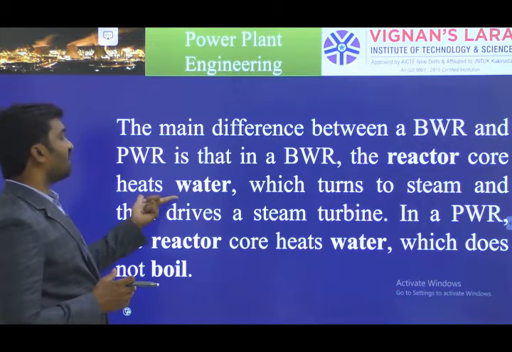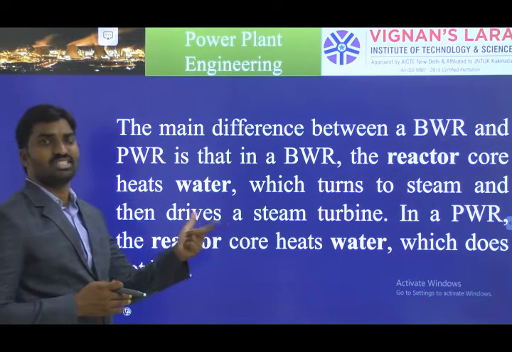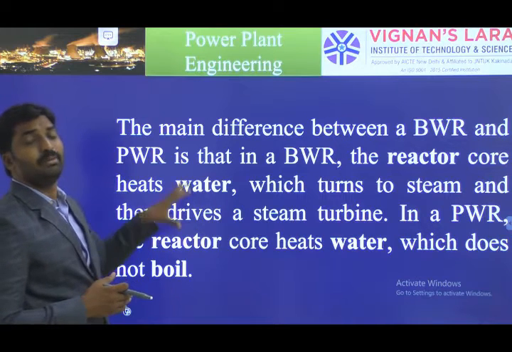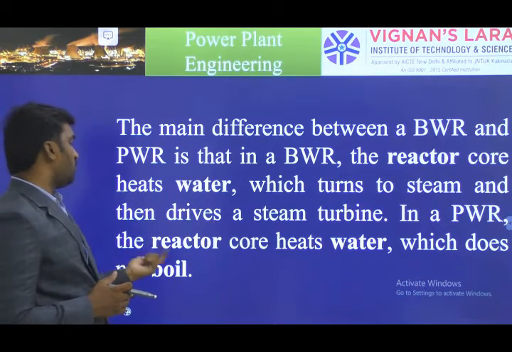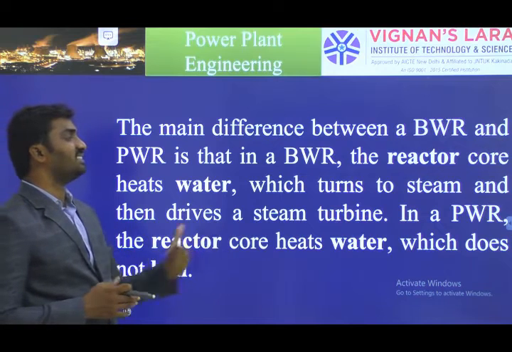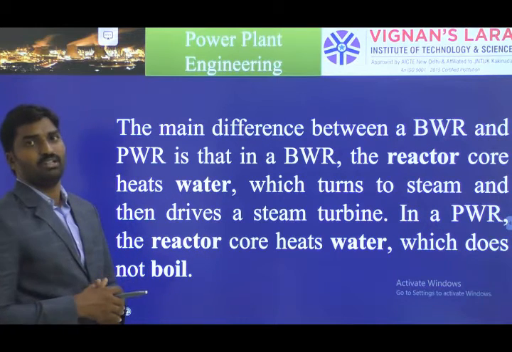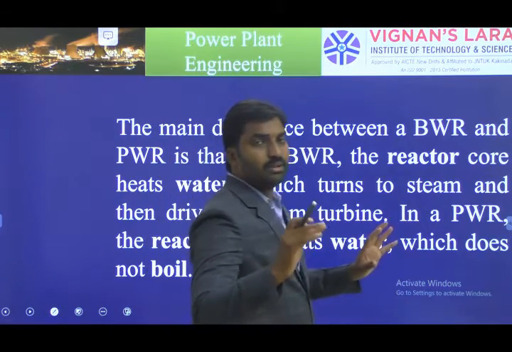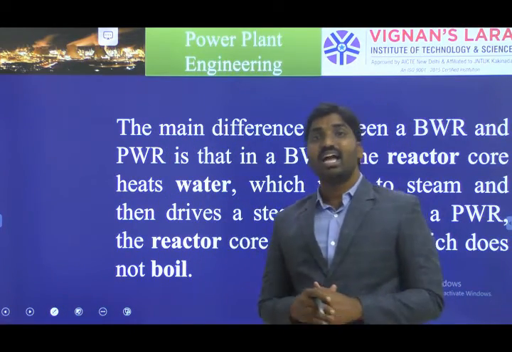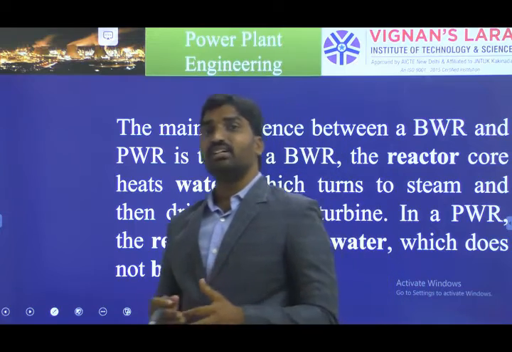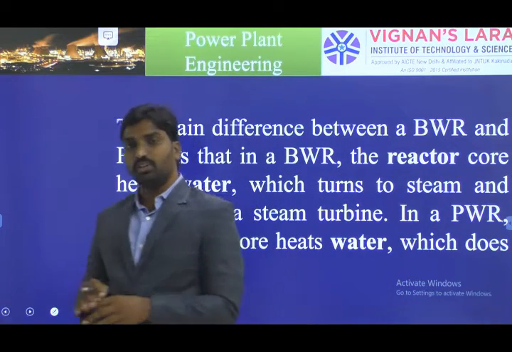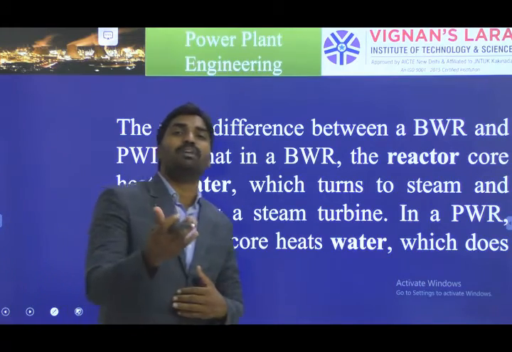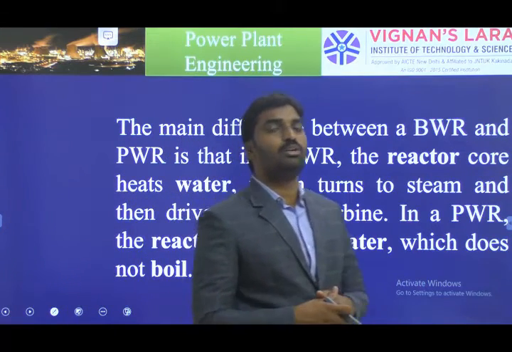In a BWR, the reactor core heats the water, which turns into steam and then drives a steam turbine. In a PWR, what happens? The reactor core heats the water, which does not boil, because a very large amount of pressure is there. Okay, high pressure is there. At high pressure, the water doesn't convert into steam at low temperatures. It requires a very high temperature for conversion of water into steam.